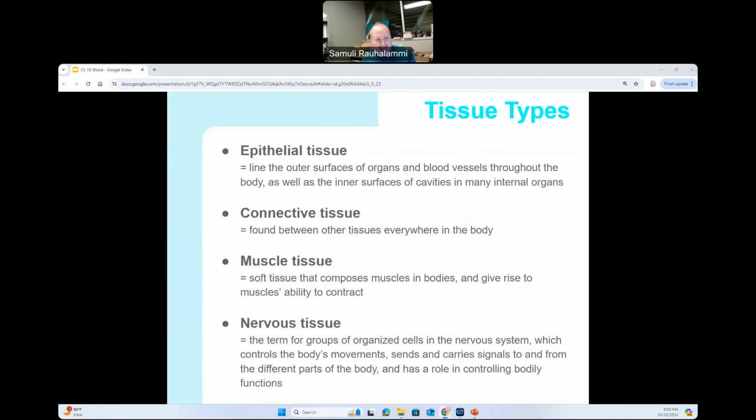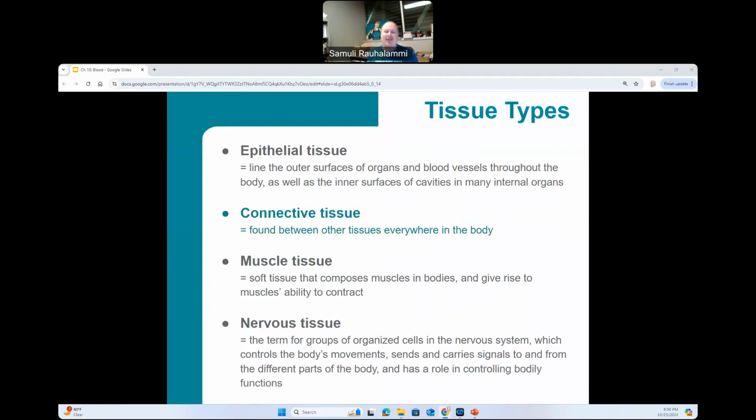And if you answered that blood is connective tissue, you were right. Blood is a special type of connective tissue. It connects body parts by moving materials. In fact, interestingly, blood is the only fluid tissue in the human body.